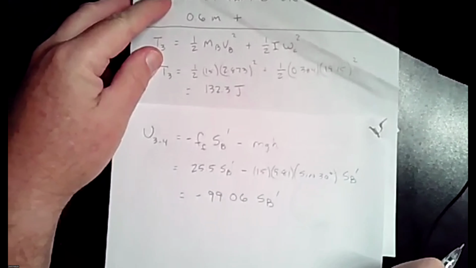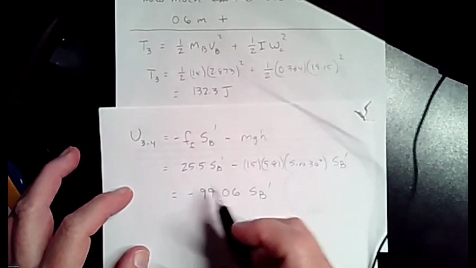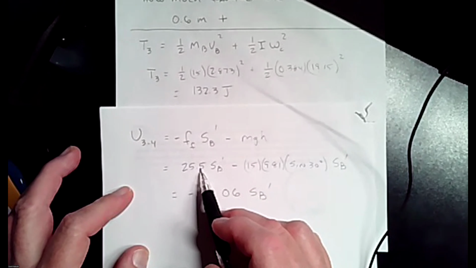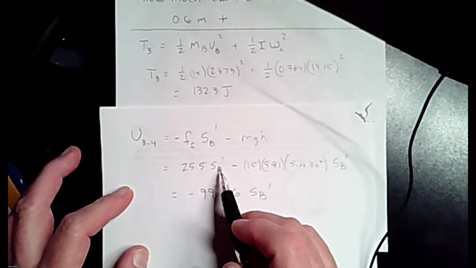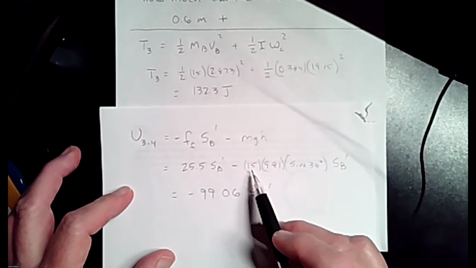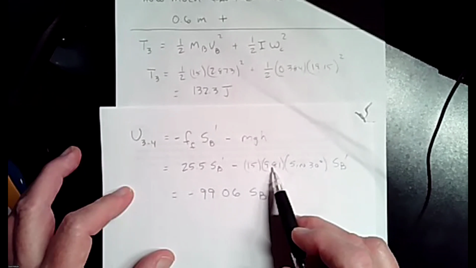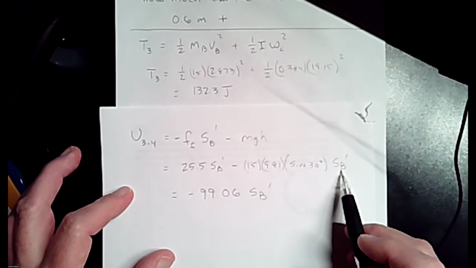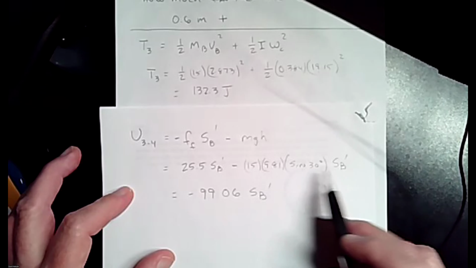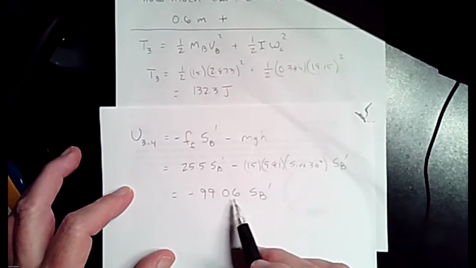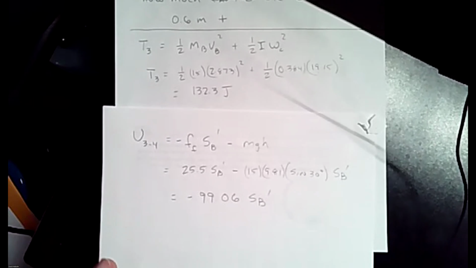Okay. And then we have to get to the very final part, and that's this. So we know that U3 to 4 is going to be what? It's going to be the friction force, which we know to be 25.5 times the distance. That's what we're solving for. And then how far is the mgh? Well, we know it's going to be 15 times the mg, and the height, of course, is this, sine 30 times that. So we plug all that in, we solve for SB, we get minus 99.06 SB.